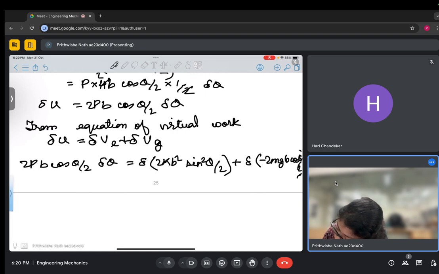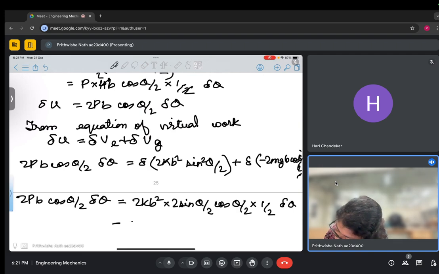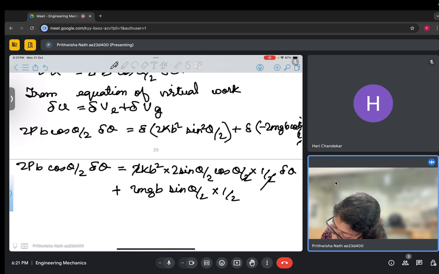So I just need to differentiate. 2pb cos theta by 2 delta theta becomes 2kb square 2 sine theta by 2 cos theta by 2 and half delta theta minus 2 mgb cos theta by 2, so with that becomes plus sine theta by 2, and again half comes, so this 2 gets cancelled and this 2 gets cancelled.